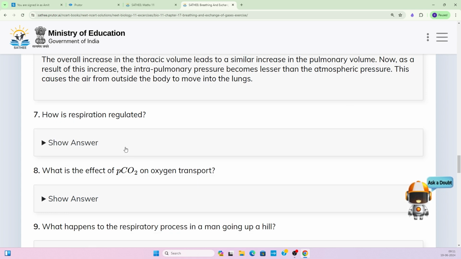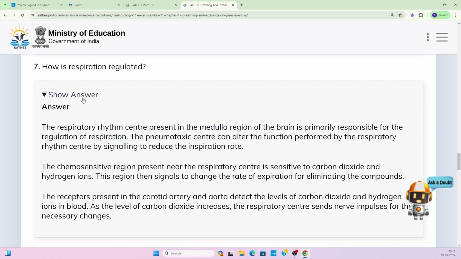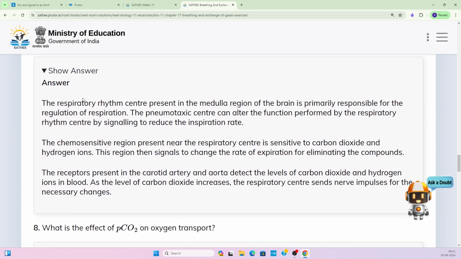Moving to our next question: how is respiration regulated? This is a very important question, the regulation of respiration. The respiratory rhythm center present in the medullary region of the brain is primarily responsible for the regulation of respiration. We all know the medulla oblongata, the medullary region, is present in the hindbrain. The brain has the forebrain, midbrain, and hindbrain, and this is a part of the hindbrain.